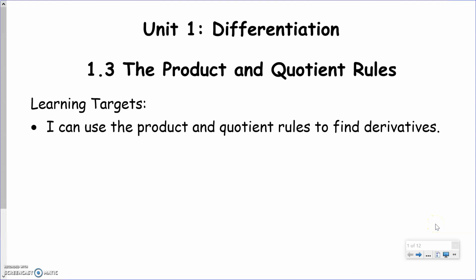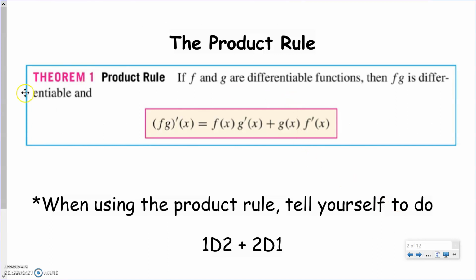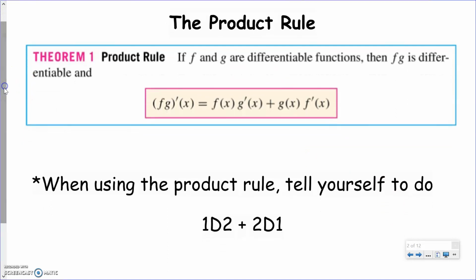So we're going to continue with shortcuts for taking derivatives that are going to make a few things easier. And we are going to talk specifically about the product and quotient rules. And the first one is the product rule.